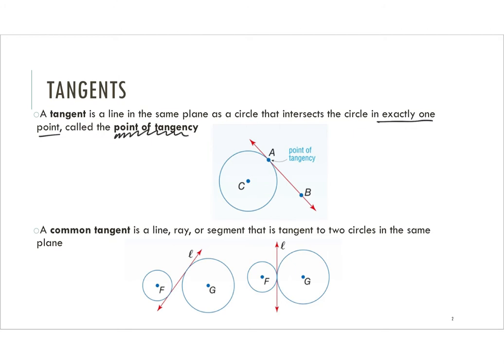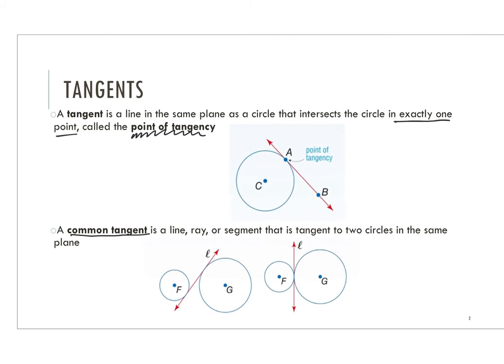Okay, now if you have more than one circle, or if your tangent line touches more than one circle, this is called a common tangent. And it is tangent to two or more circles on the same plane. So you can have a whole list of circles if you want, but there at least needs to be two circles in the same plane.